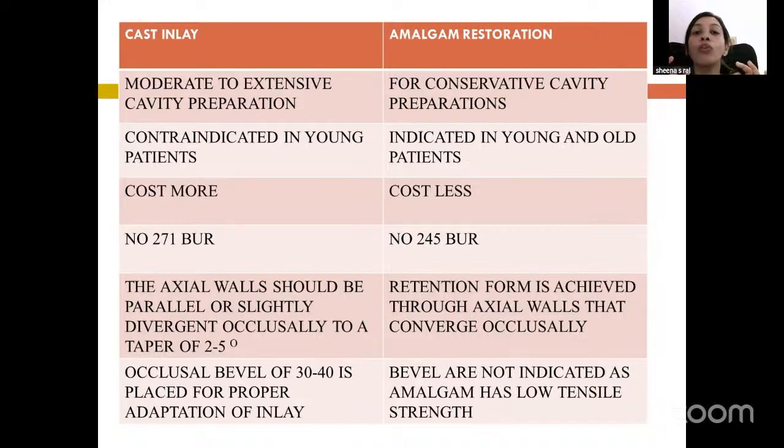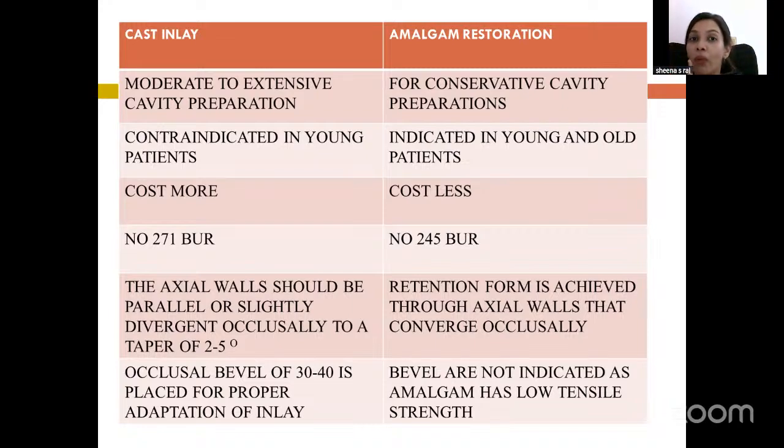Taper of 2 to 5 degrees to each wall, not totally 2 to 5. That is another important point that you have to keep in mind. A 2 to 5 degree divergence is given per wall. In a single wall, 2 to 5. The next wall also 2 to 5. Hope you understood. We know that in amalgam restoration, we don't give much of a bevel.